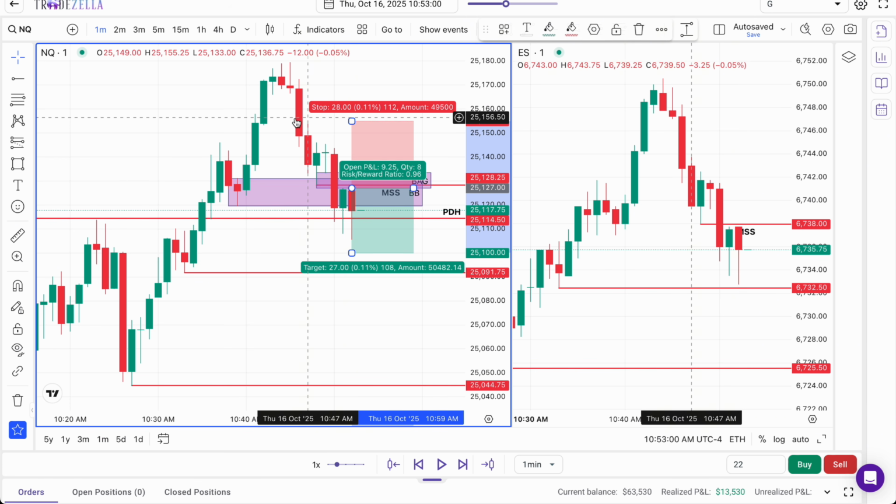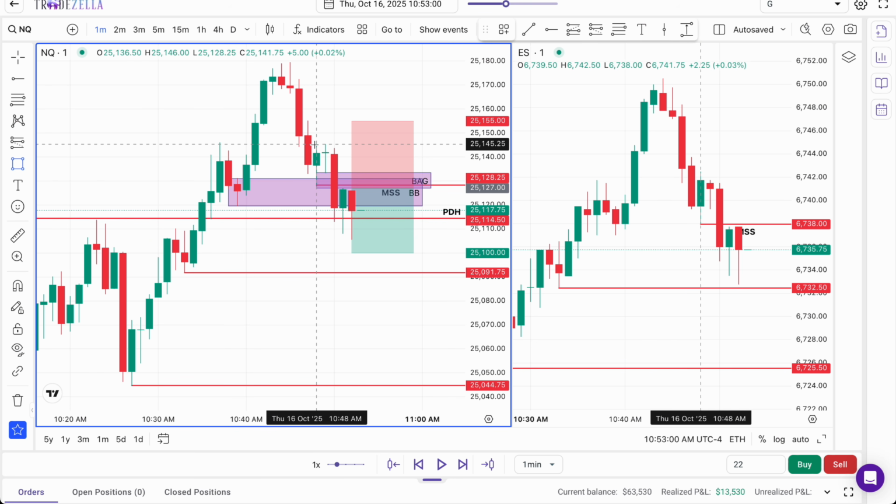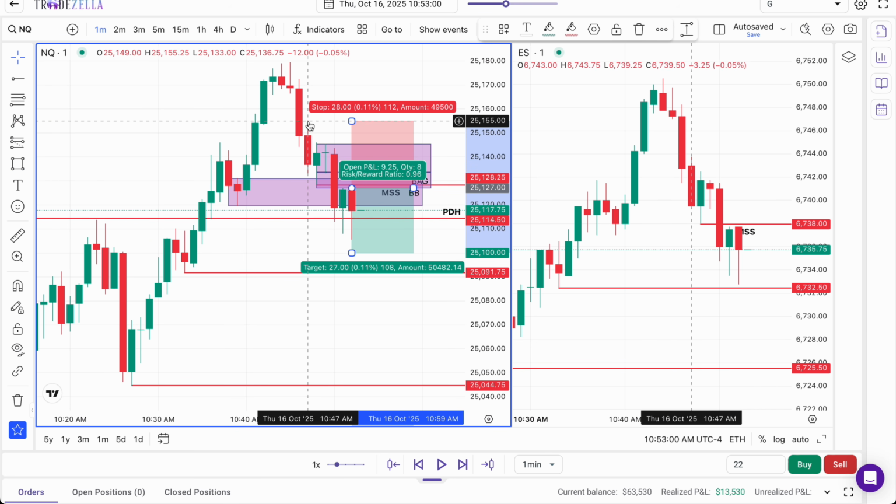Running my stop placement here at the high of this candle. This fair value gap here is not part of the trade. We shifted market structure as of this point. We have a gap, a breaker block, and an order block here. Price should not trade above this area. Hence why my stop placement is at the high of this candle.